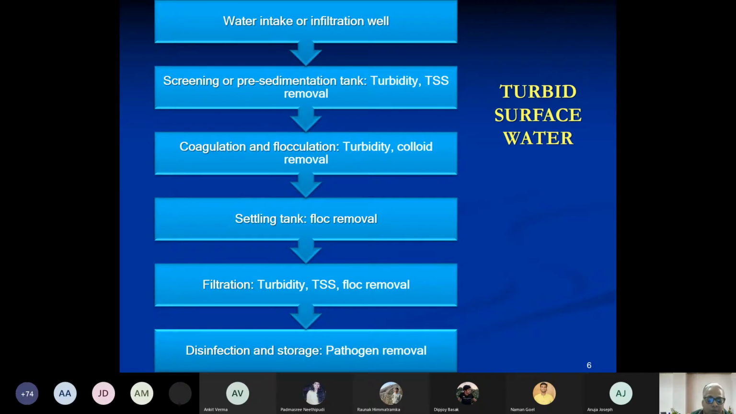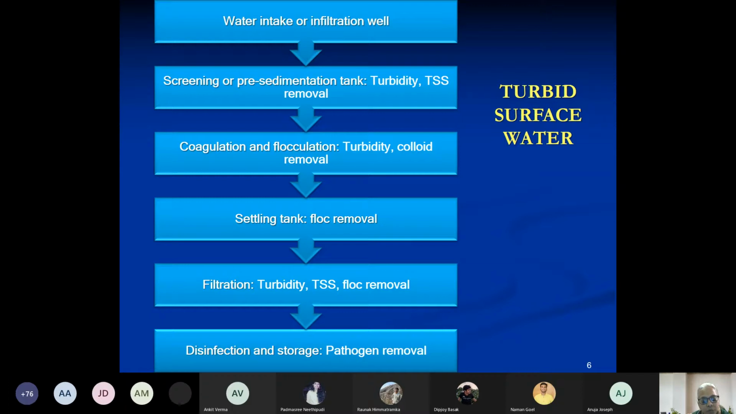Now what we're going to do is look at the flow chart that we use to basically design water treatment plants. These are what we call conventional water treatment plants. And what we have is basically two options. We have water that may be from a surface water body, or we have water that is groundwater.